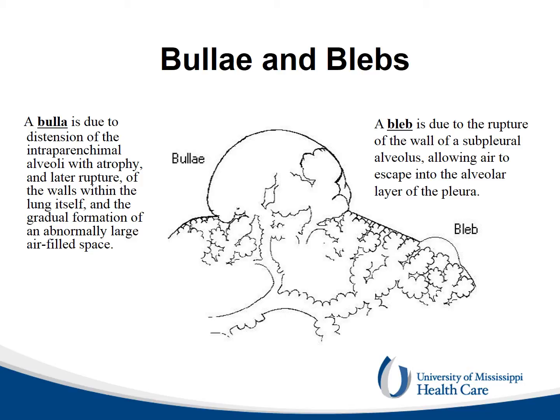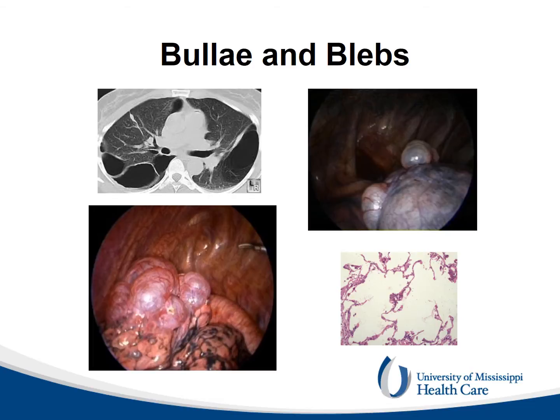This drawing illustrates the difference between a bulla and a bleb. The bulla forms from progressive rupture and coalescence of numerous intraparenchymal alveoli in the lung itself, while the bleb is due to rupture of a subpleural alveolus. Here are radiologic, thoracoscopic, and histologic images of bullae and blebs.